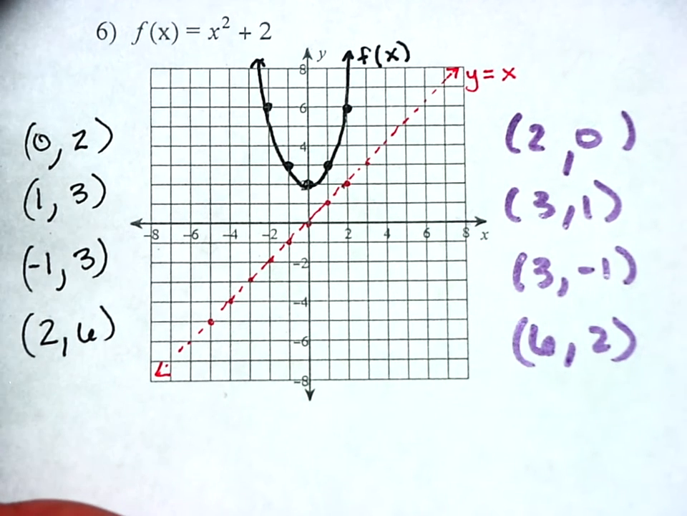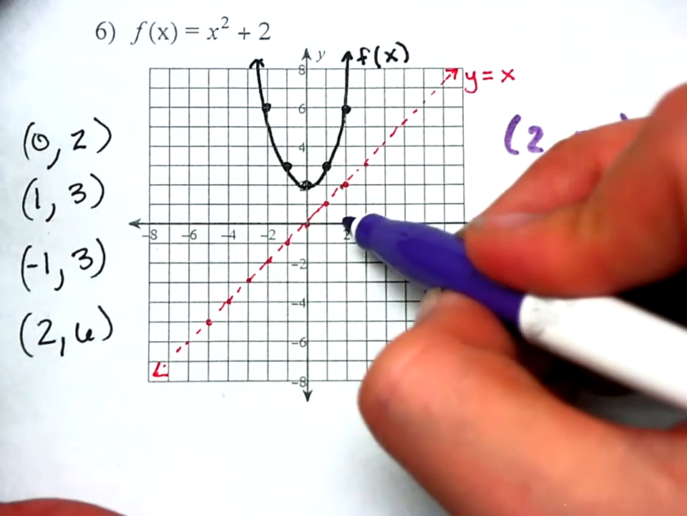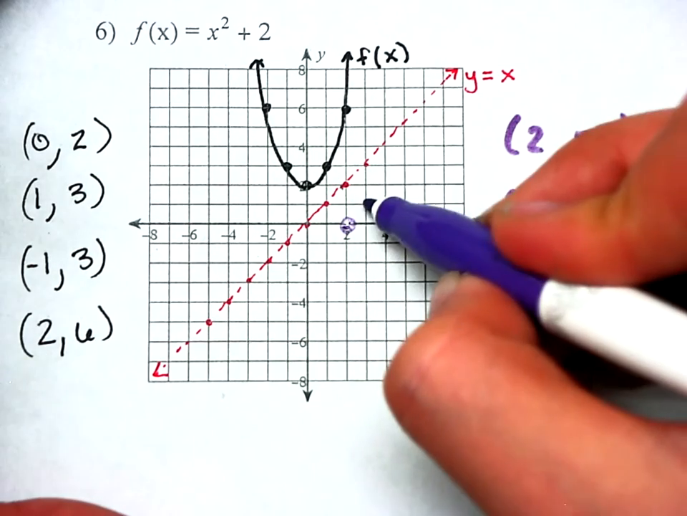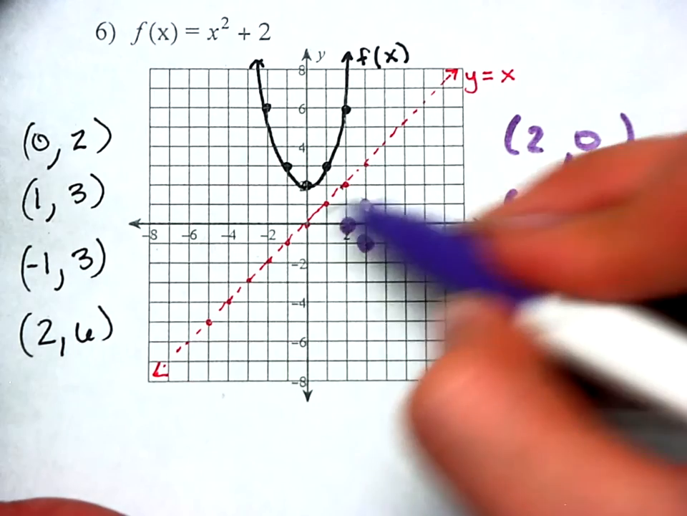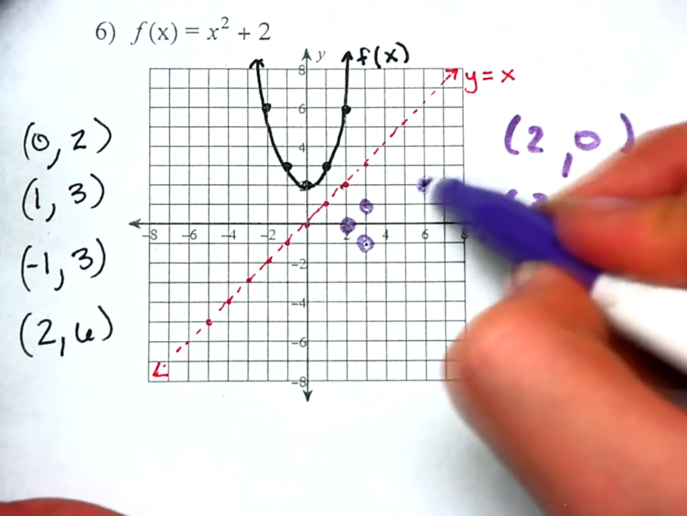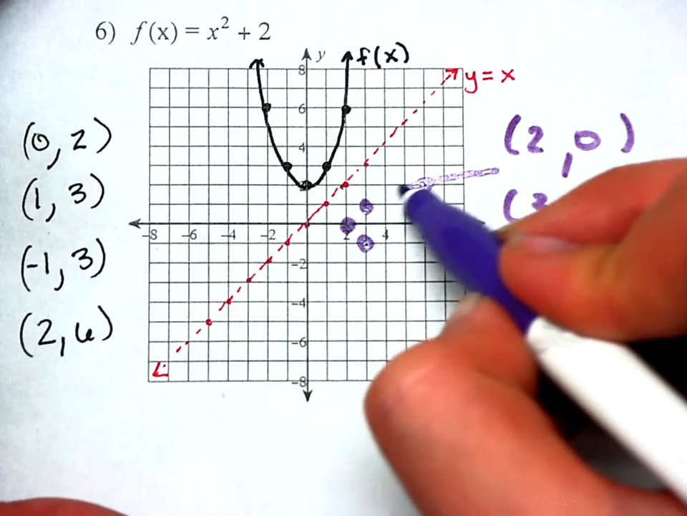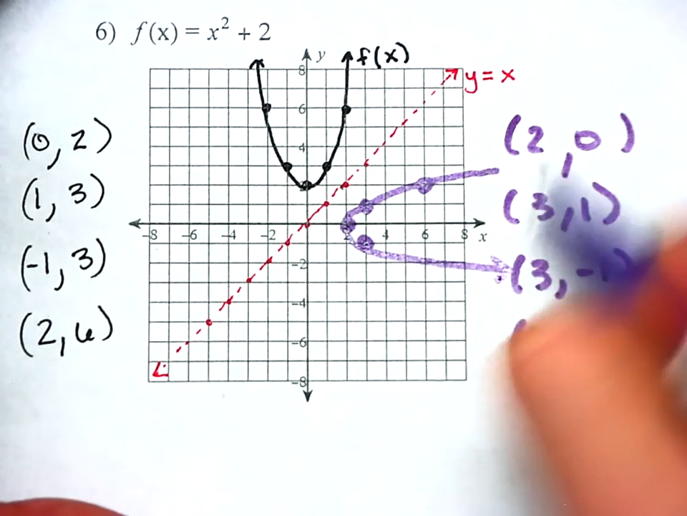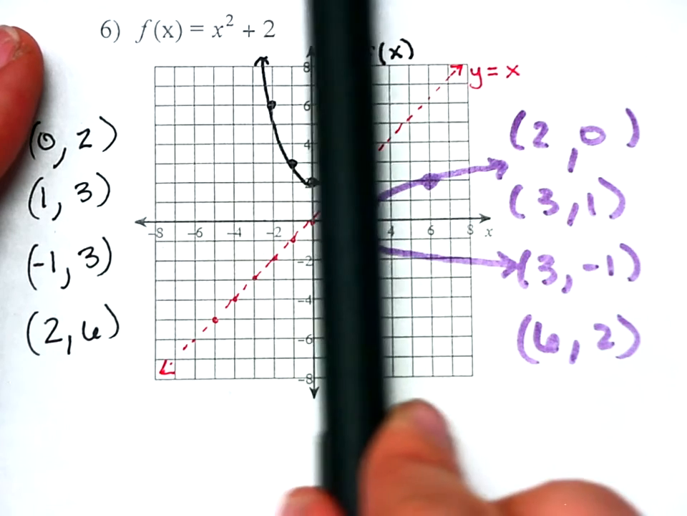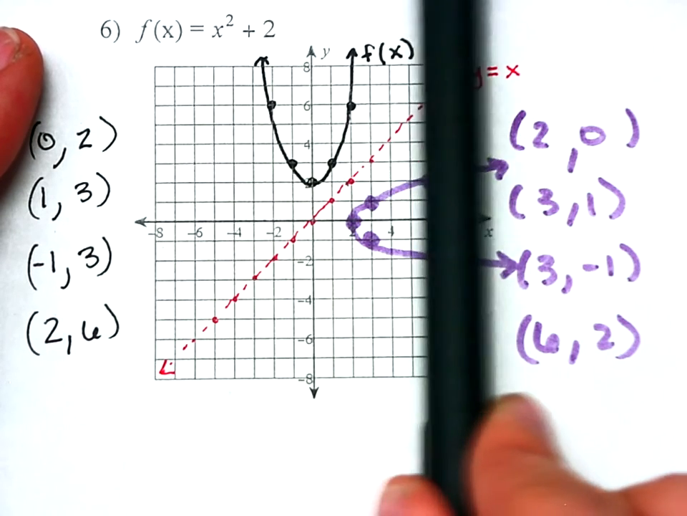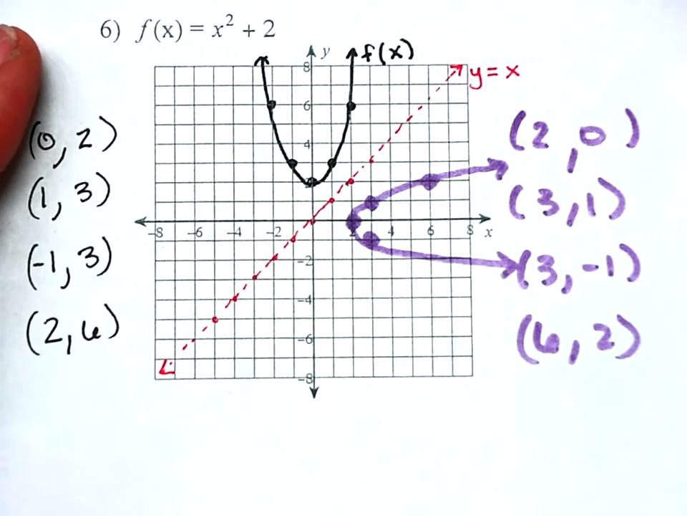Okay, so let's get those on the graph. So 2, 0, 3, 1, 3, -1, and 6, 2. Okay, so we'll see this parabola shape right here. So one thing I want to point out, because we're not quite done yet, is that what I have just drawn is not a function. So remember, if we pass a vertical line through, this would actually fail the vertical line test. So this is not a function as I've written it so far.